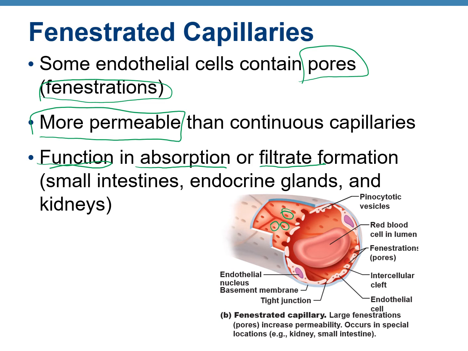So where would we find them? Anywhere where we need absorption and filtration. We need absorption in the small intestine. This is where we need absorption. We also need, maybe not absorption, but the ability for larger molecules to pass through these fenestrations. And that's why we find those capillaries in endocrine glands.